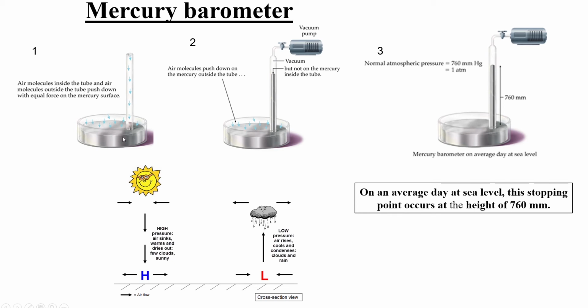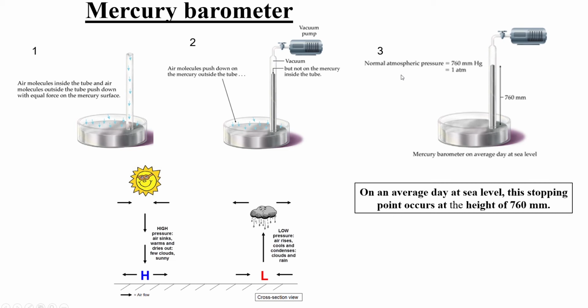But if we remove the air from inside the tube with the help of a vacuum pump, then we have a vacuum inside and no pressure from inside the tube, but we have air pressure from outside the tube. Due to this air pressure from outside, the mercury will be pushed inside the tube and will start to rise. It will keep rising until the weight exerted by the mercury column becomes equal to the weight exerted by the atmospheric pressure outside the tube. At that point, the mercury level will stop.